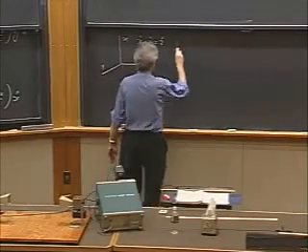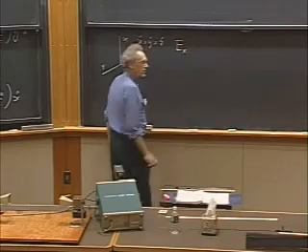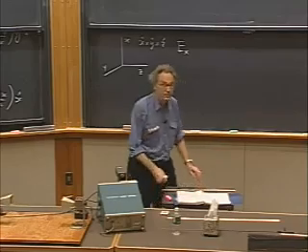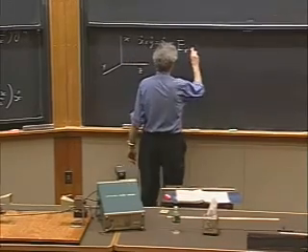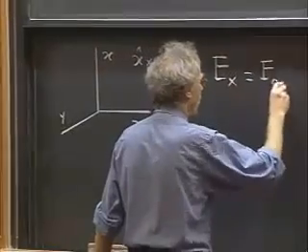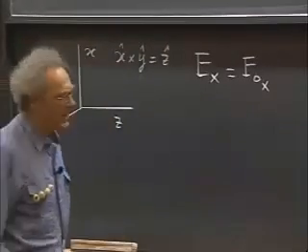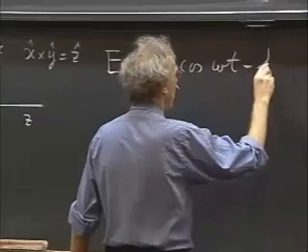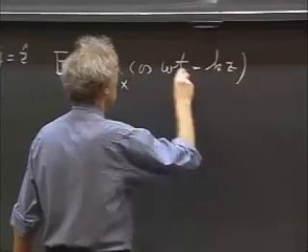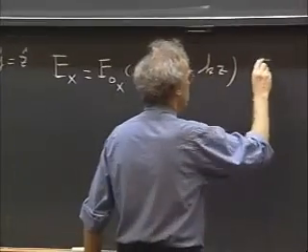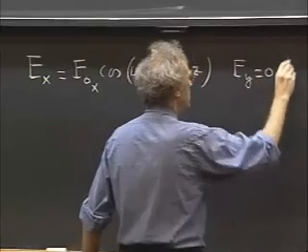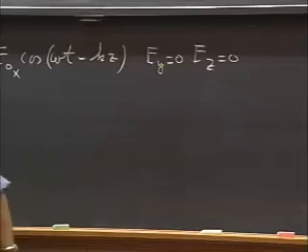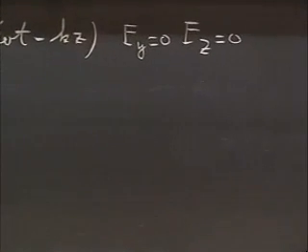So I assume a simple case that the E vector only exists in the X direction. So it has a certain amplitude, I call it E0x. And I make it a traveling wave, of course, cosine omega t minus kz. So Ey is 0 and Ez is 0. So it's only the E vector in the X direction.